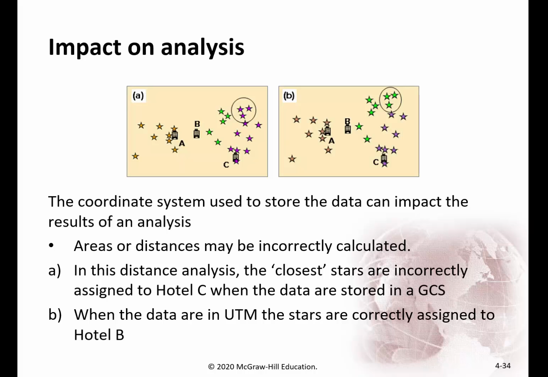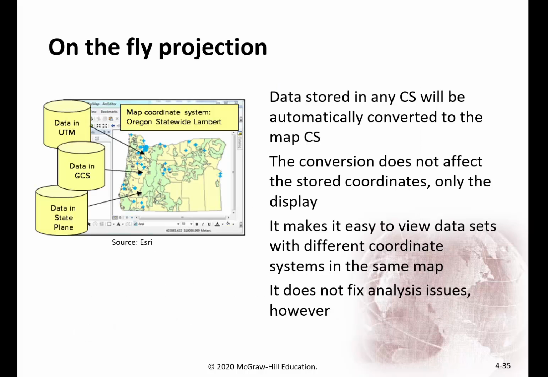But thankfully, even here, for the most part, ArcGIS Pro has us covered. Thanks to on-the-fly projection, the data stored within a coordinate system will automatically be converted to the coordinate system that is being used on the map. The conversion from one coordinate system to another is not going to affect the numbers actually stored within each layer. It's only going to change how it is displayed on the map. This obviously makes viewing data much easier as you can bring in data from different coordinate systems, but it is not going to inherently fix any analysis issues.